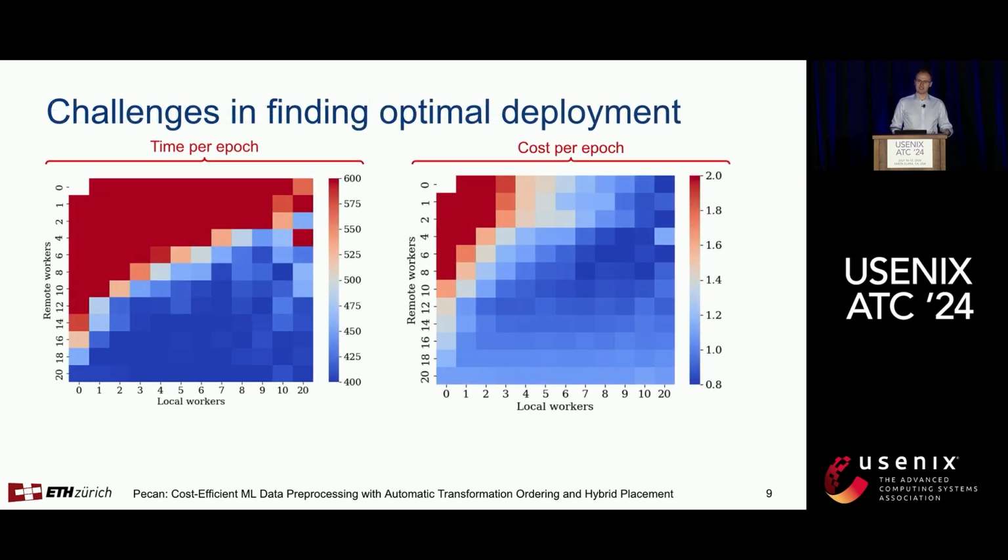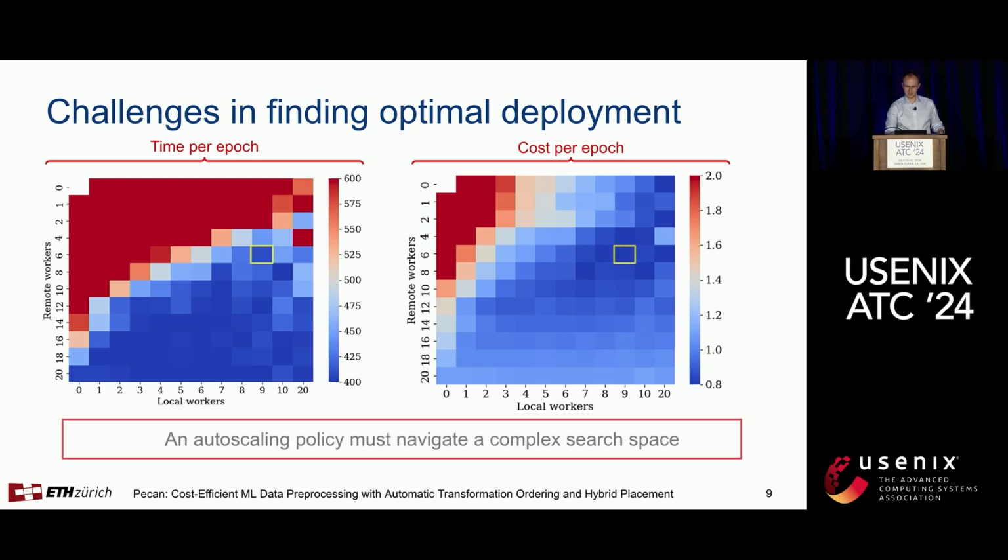So to demonstrate how difficult this task truly is, what we have here is a grid search over the number of remote workers on the y-axis and the number of local workers on the x-axis. On the left-hand side, we measured the time per epoch under each of these configurations, and then using this time, we calculated what the cost would be. And if you look at the numbers, an ideal setup in this case would be to use 6 remote workers and 9 local workers. But this is something that is very hard for an ML practitioner to guess.